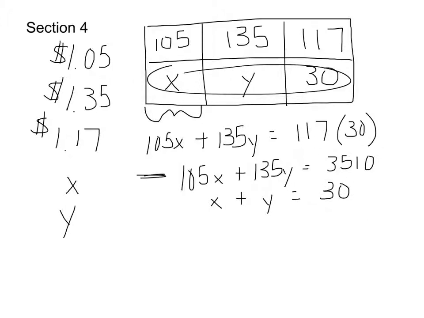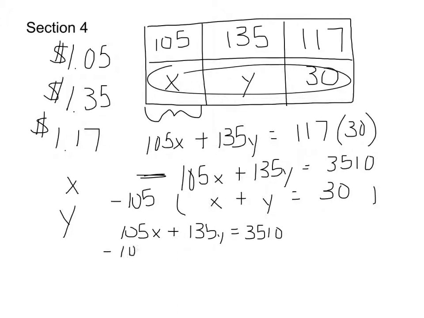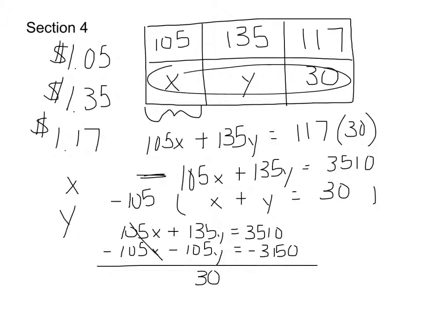Feel free to go ahead and use elimination or substitution here, which one seems to work best for you. I'm just going to multiply the second equation by negative 105. So that's going to give me 105x plus 135y equals 3510. Negative 105x minus 105y equals 105 times 30, which is going to give me a negative 3,150. When I add my columns, I get 30y is equal to 360.